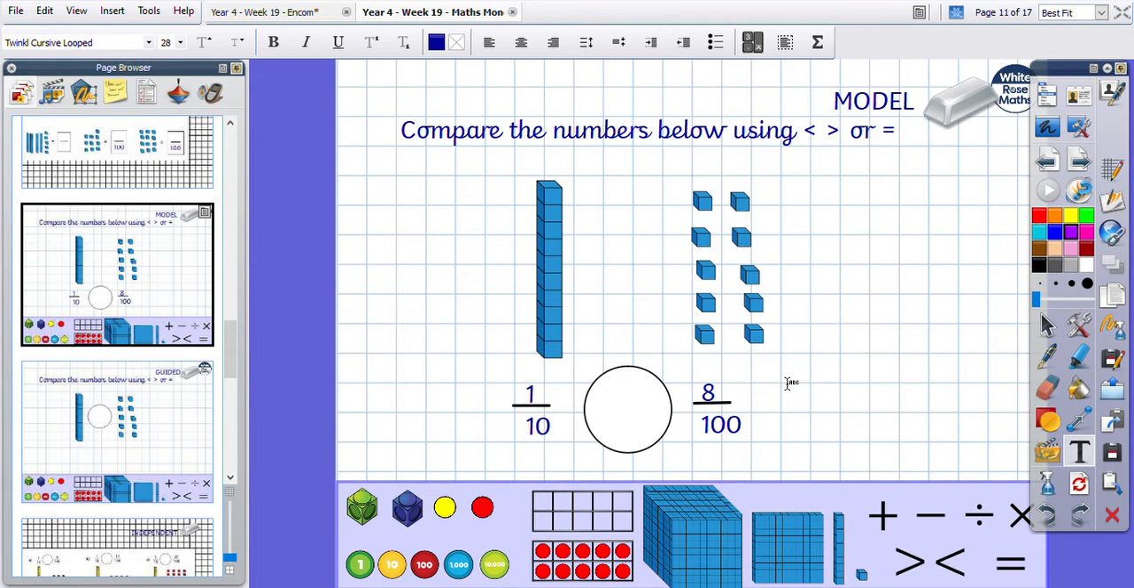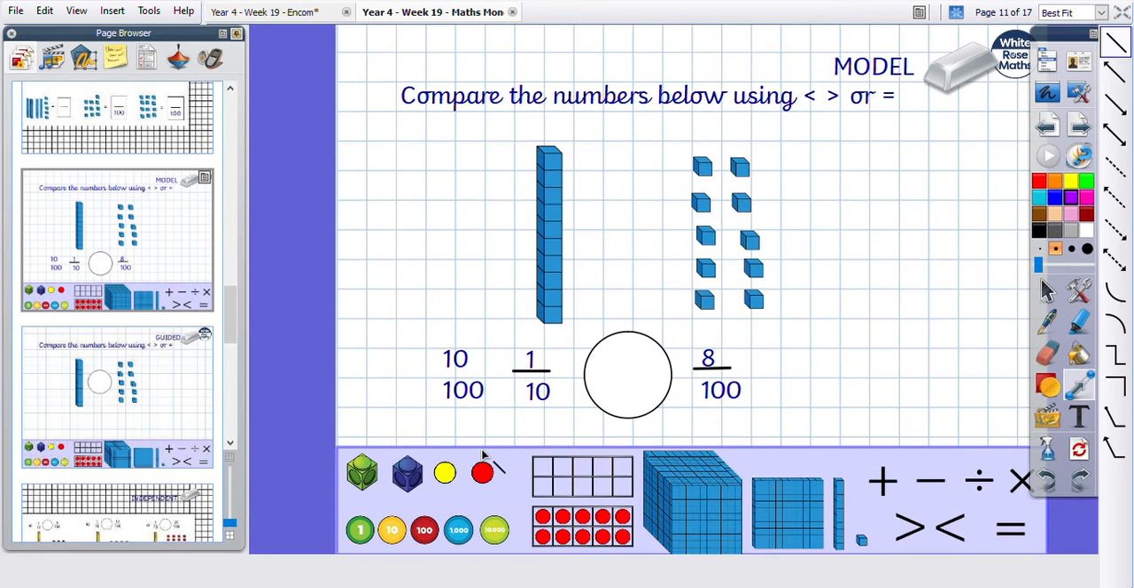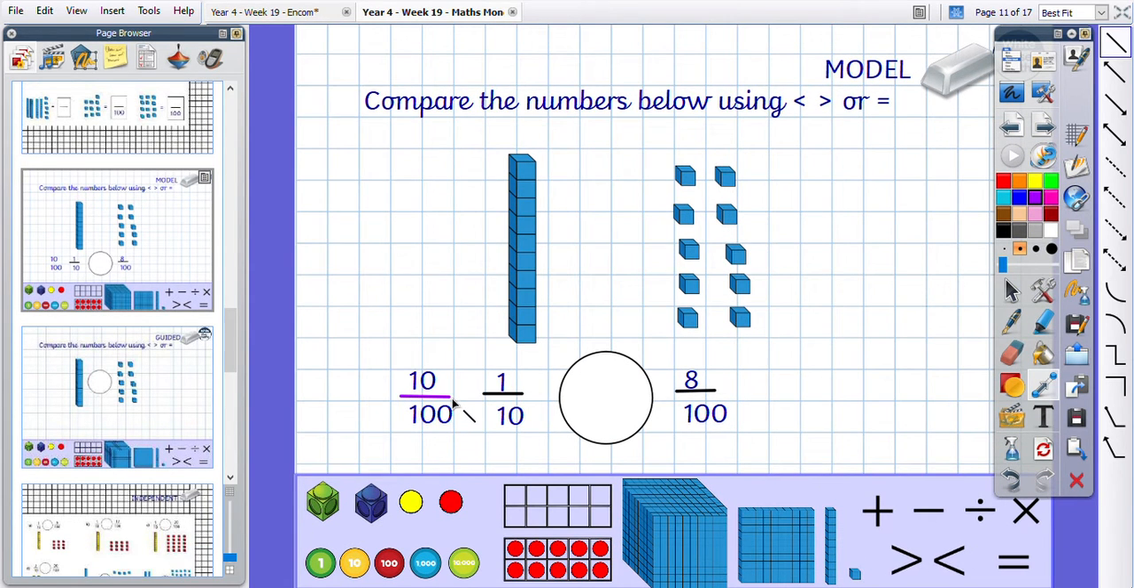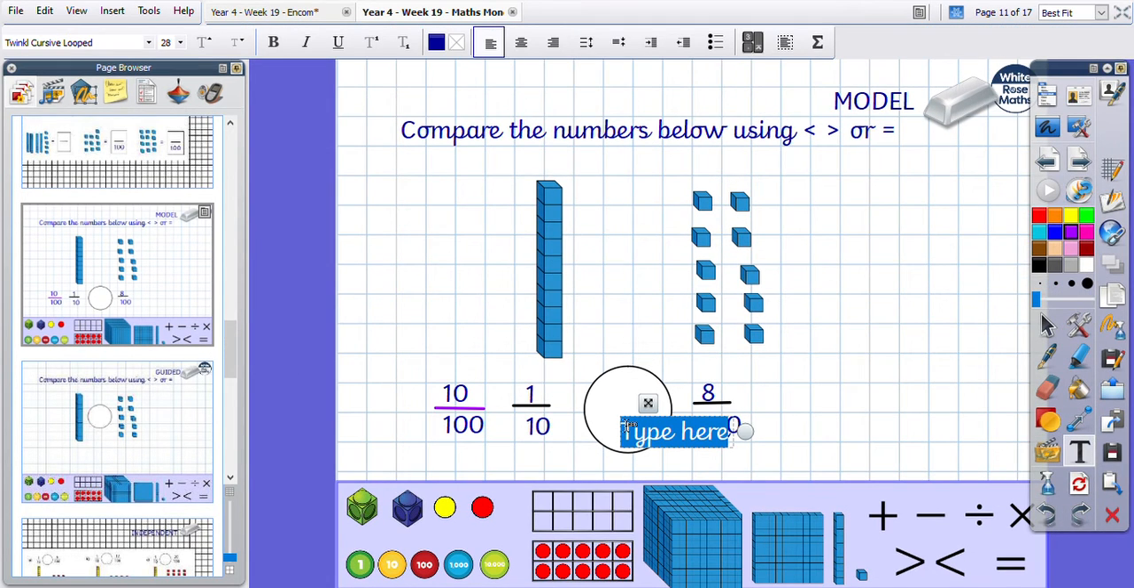So I can't change this denominator, but I can change this one because I know that 1/10 is equal to 10/100ths. Okay, so now I've done that, I can now compare these numbers. I know that 10 is bigger than 8, so I can use my crocodile sign to say that this side is bigger than this side.